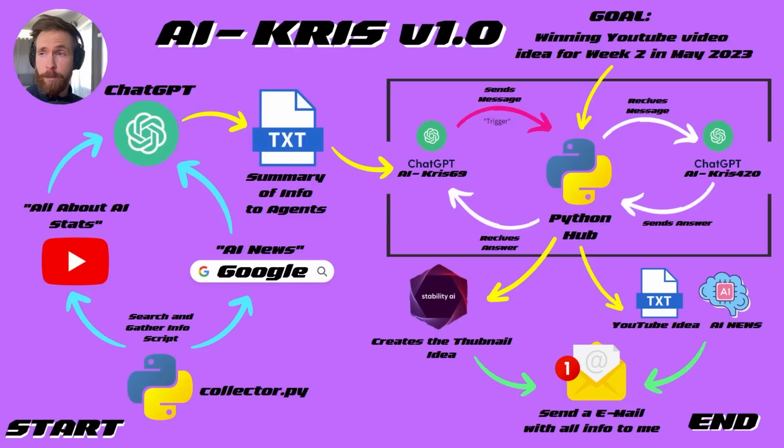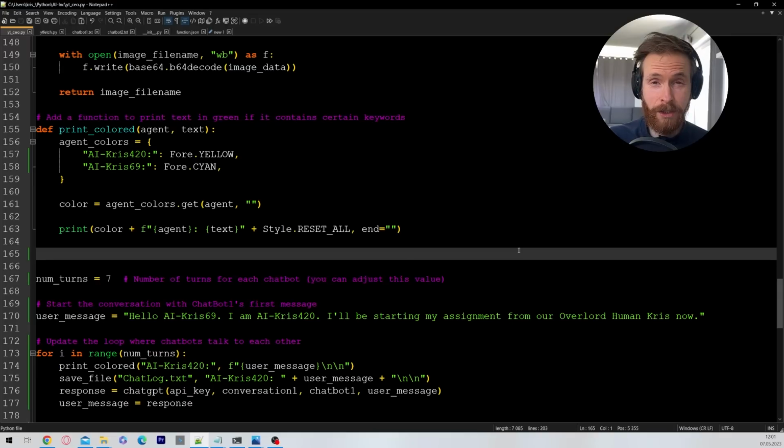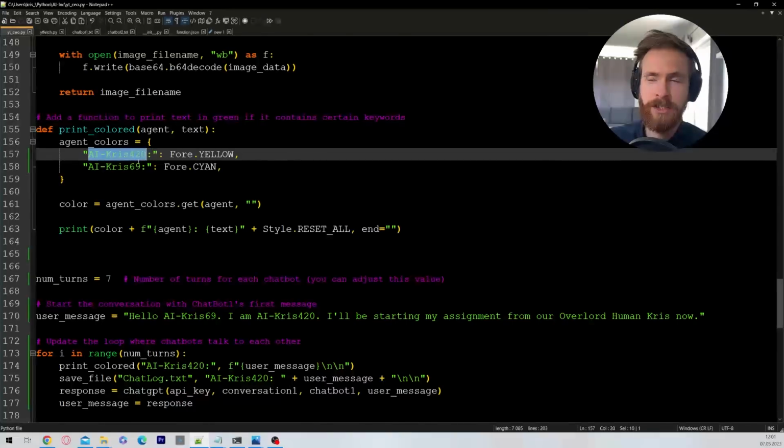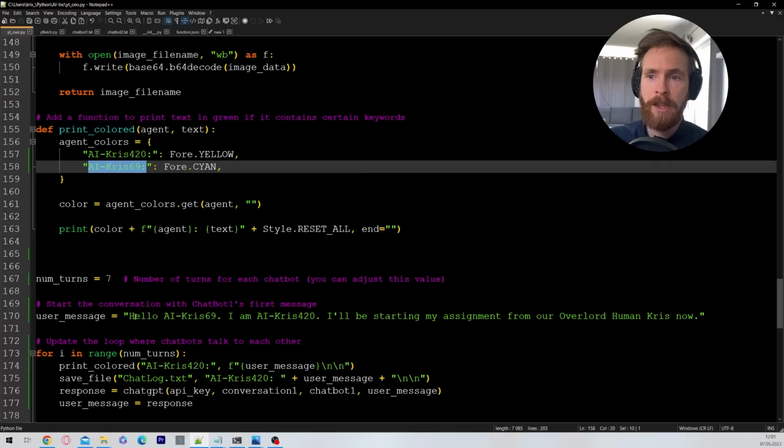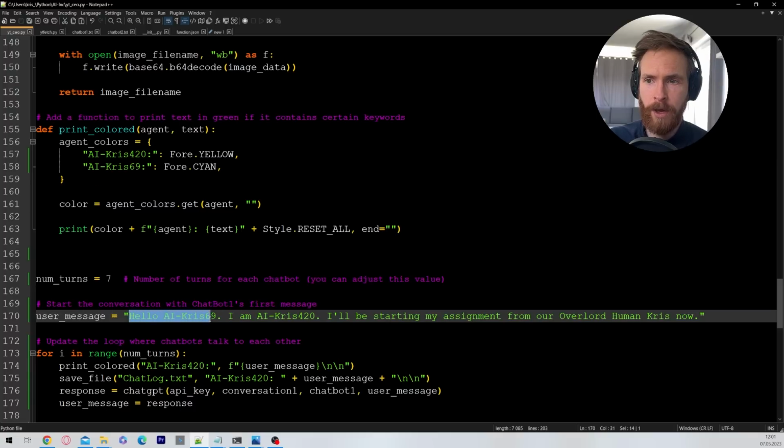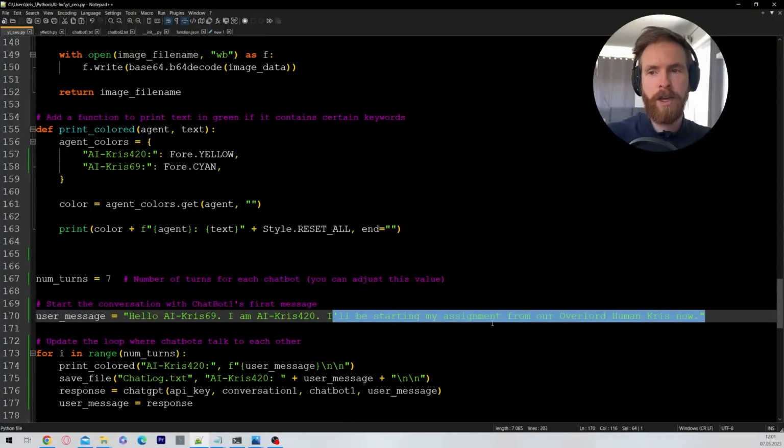But an important part of this is, of course, the system prompts, and that is what we're going to take a look at next. Before we look at the system prompt, I just wanted to show you a few things here in the main Python hub. So you can see we have our two agents, AI Chris 420 and AI Chris 69. The trigger message is, "Hello AI Chris 69, I'm AI Chris 420. I will be starting my assignment from our overlord human Chris now." And that is what sets the whole thing off, right?